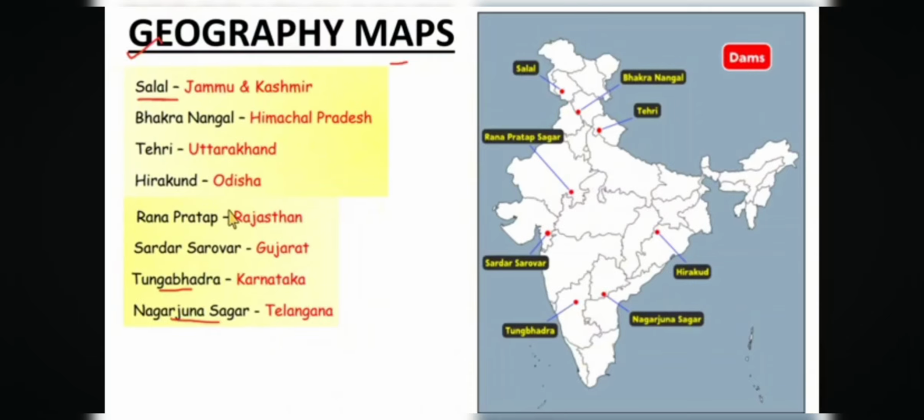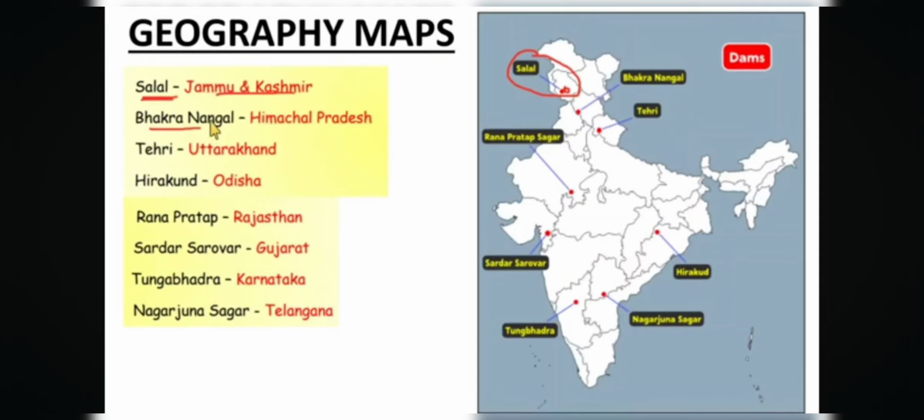Now, where is this dam? You have to locate it here. The map will tell you where to locate it. Like Salal will be given to you, so you'll be asked to locate Salal on the map. Where's it located? It's in Jammu and Kashmir. So you have to remember where Salal is located. Now you can identify what Jammu and Kashmir is on the map. Here is Jammu and Kashmir. So here you can write Salal will be at this location. Take a look at the map. All these dams are listed here.